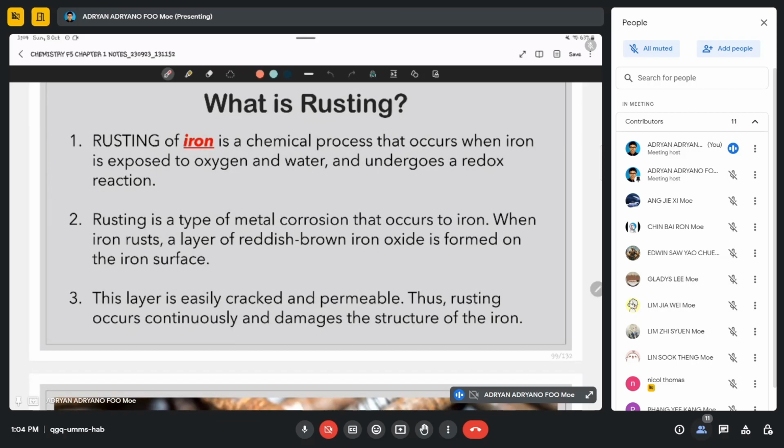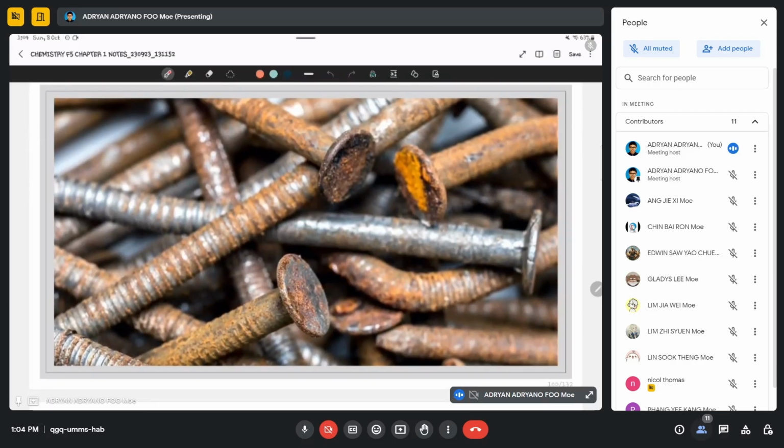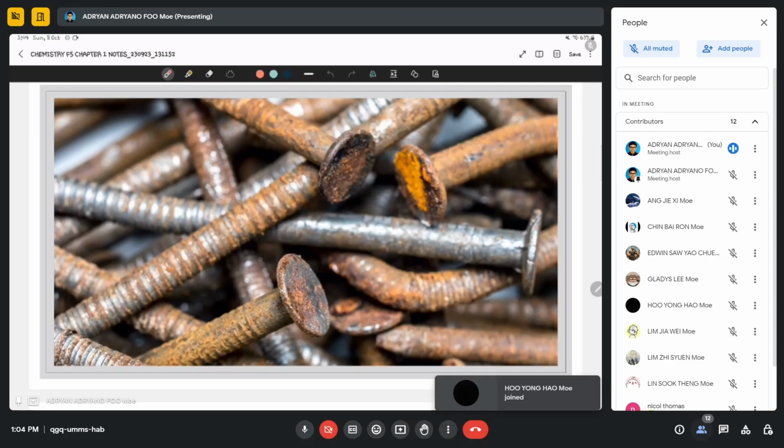When iron rusts, a layer of reddish brown iron oxide is formed. This layer is easily cracked and permeable, so rusting occurs continuously and damages the structure. In this topic, we will learn how rusting occurs, how the iron 3 oxide forms, and so on. You can see here, the thing that is rusting is the brown color particles on top. 不是讲那个铁本身它生锈，是它进行 redox 制造了一层褐色的东西盖着它的上面. It's a byproduct.